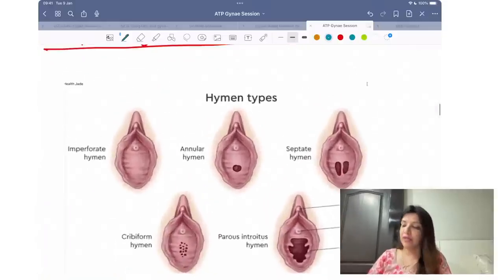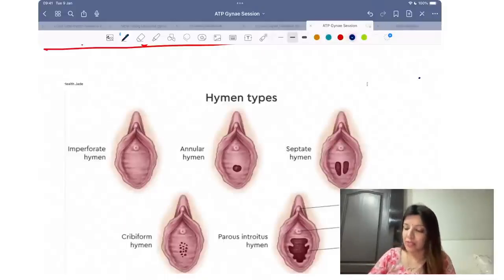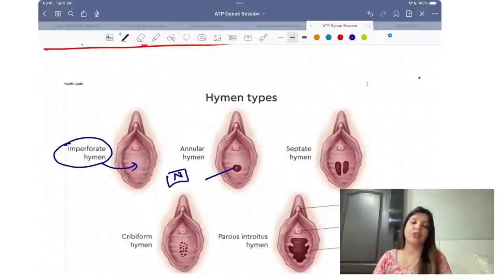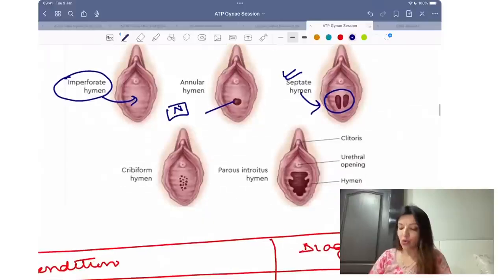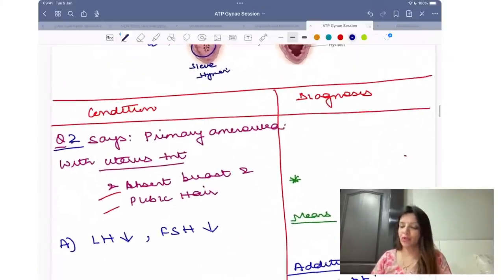Now they show you the hymen and they ask you the types of hymen. So in the types of hymen, this is how a normal hymen appears to you, right? This is imperforate hymen. As you can see, there is no opening. Over here, you are getting a septa in between the hymen. So this is a septate hymen, very, very important. Then they show you the sieve-like hymen, that is cribriform hymen, right? Clear to all of you? So these are the images which they show.